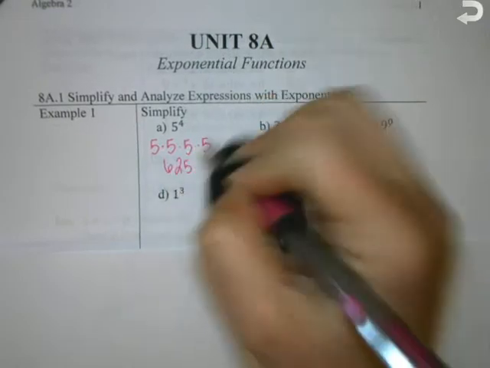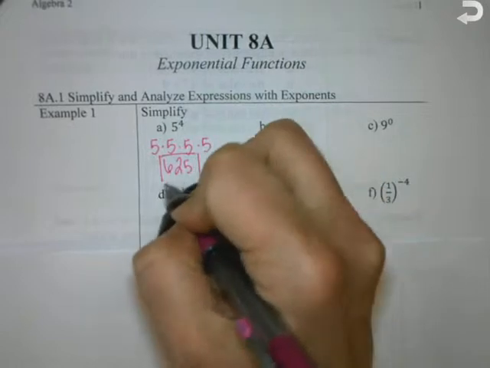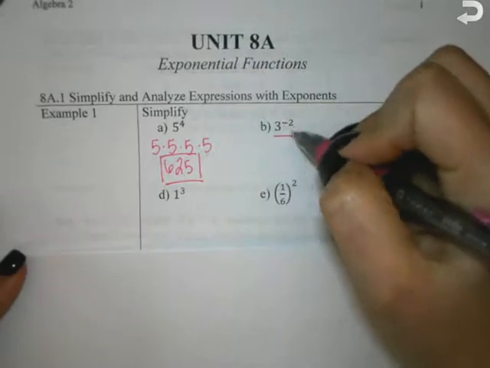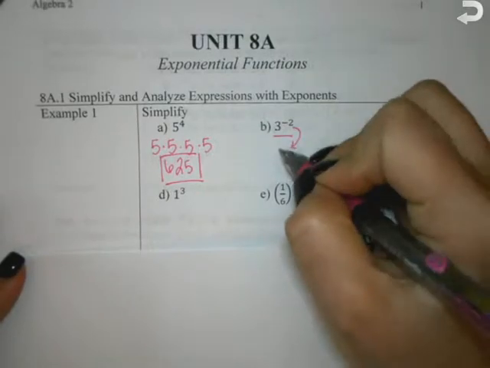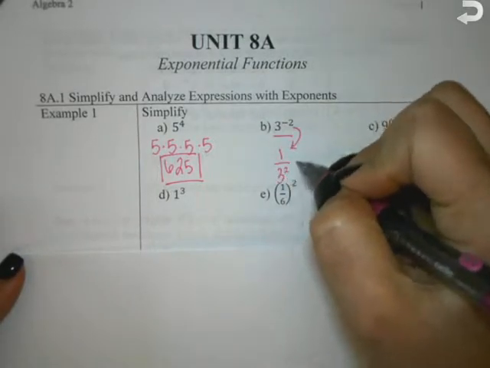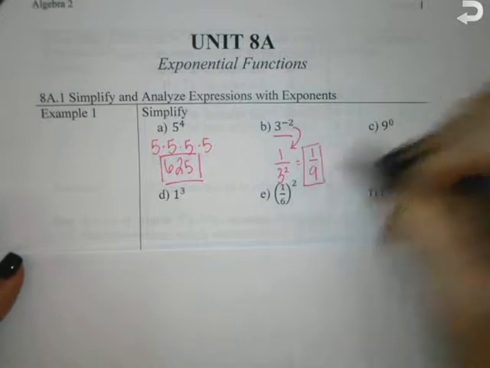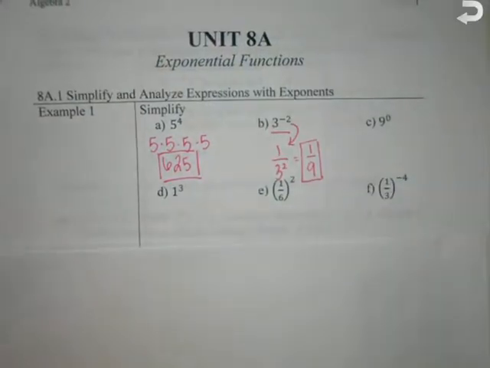625, good. Okay, what about 3 to the negative 2? What does that negative exponent mean? It goes to the bottom. It goes to the denominator, so that's going to be a 1 over 3 squared, which comes out to what? 1 over 9, good.